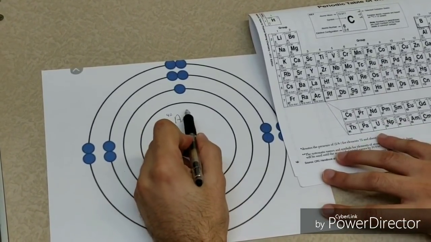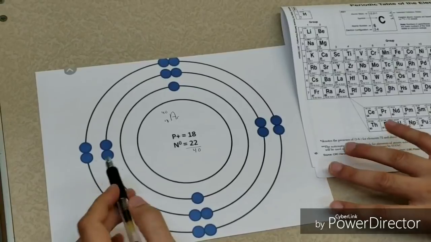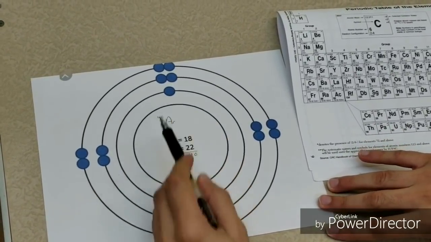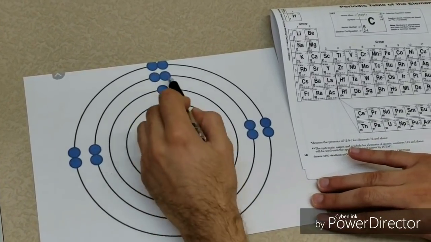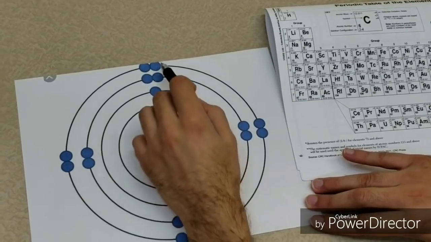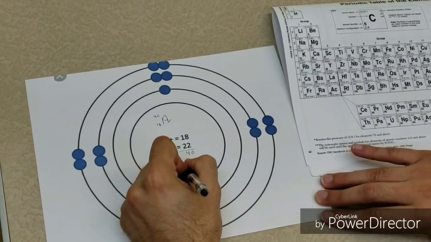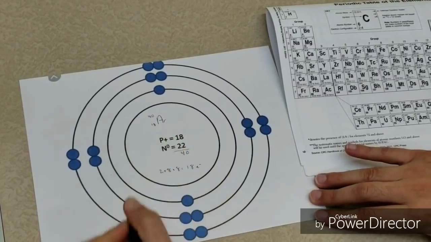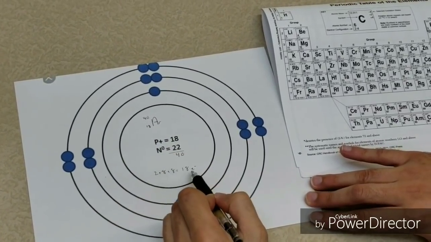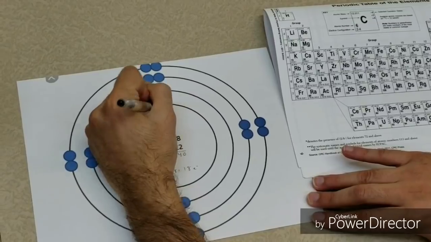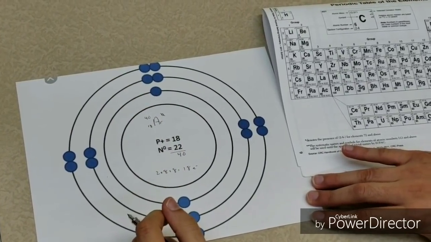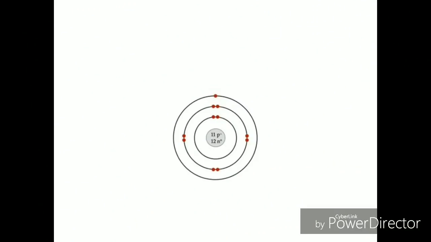Next and last, I want to check the charge. I want to see how many electrons there are. There's 2 in the first ring, 8 in the second ring, 8 in the third ring. So 2, 8, and 8 is 18 electrons. 18 protons, 18 electrons means no charge. Can you write the element symbol for this atom?